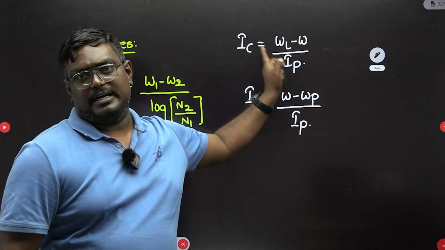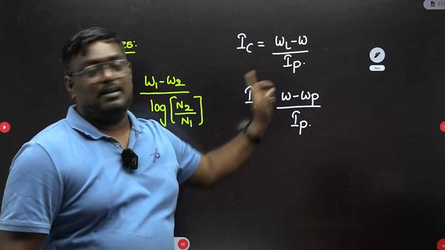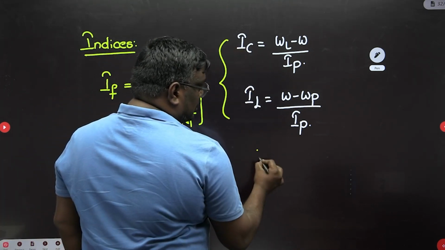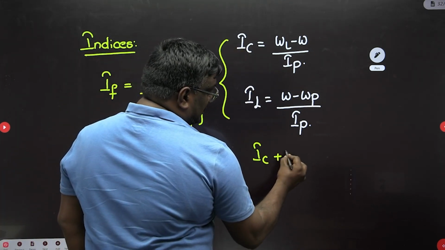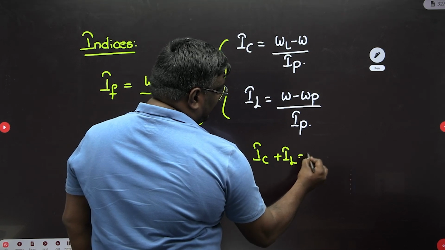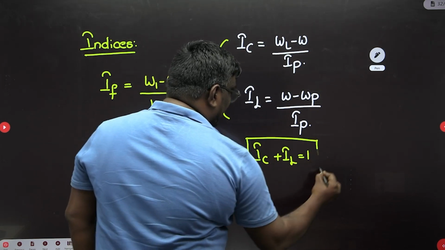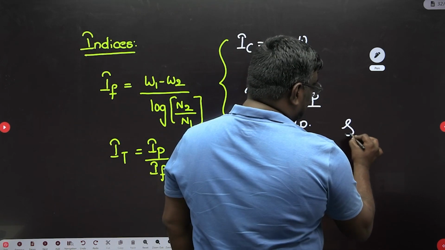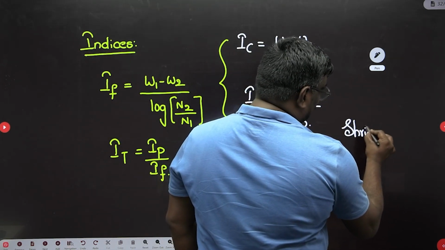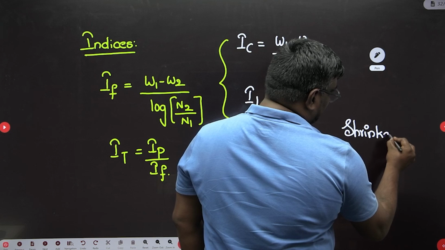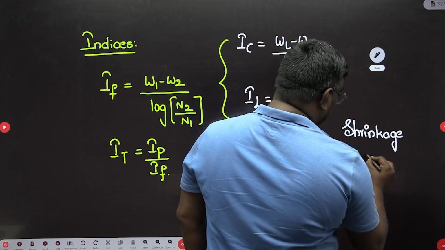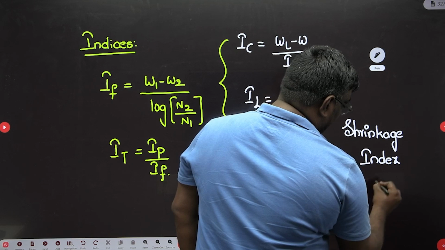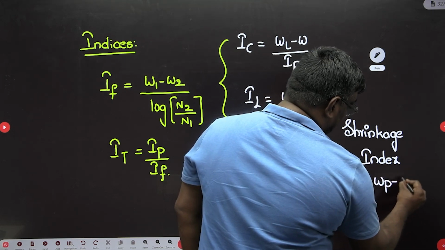At plastic limit, it will be equal to 1. At shrinkage limit, it will be more than 1. And remember always, the consistency index plus liquidity index will always be equal to 1. We have another index also, that is the shrinkage index, my dear students. What is the formula for shrinkage index? It is given by the formula WP minus WS.